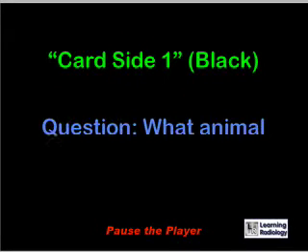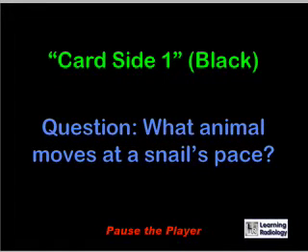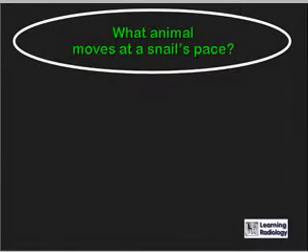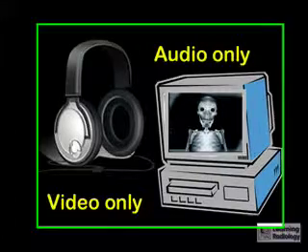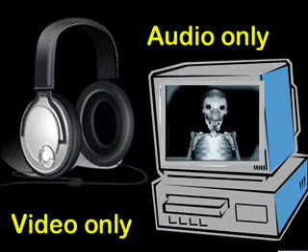The way these podcasts work is that on one card there is a question like, what animal moves at a snail's pace? You pause your computer or MP3 player while you ponder the answer. On the other side of the card is the answer, in this case, a snail. These podcasts are designed to be audio only, video only, or both audio and video podcasts.